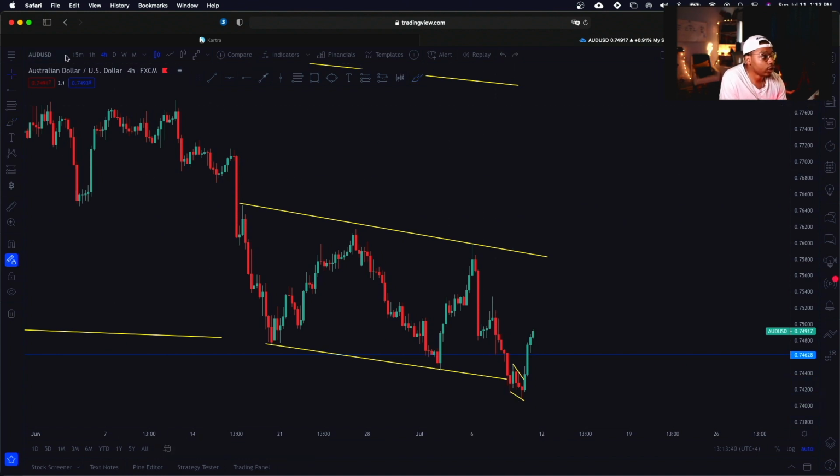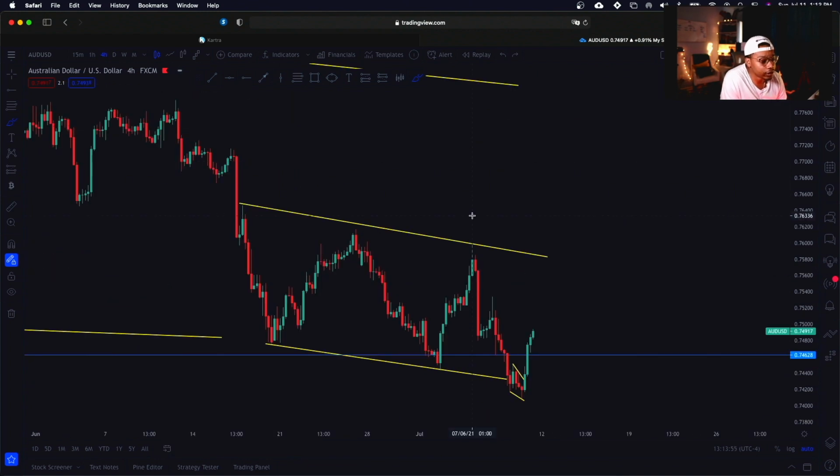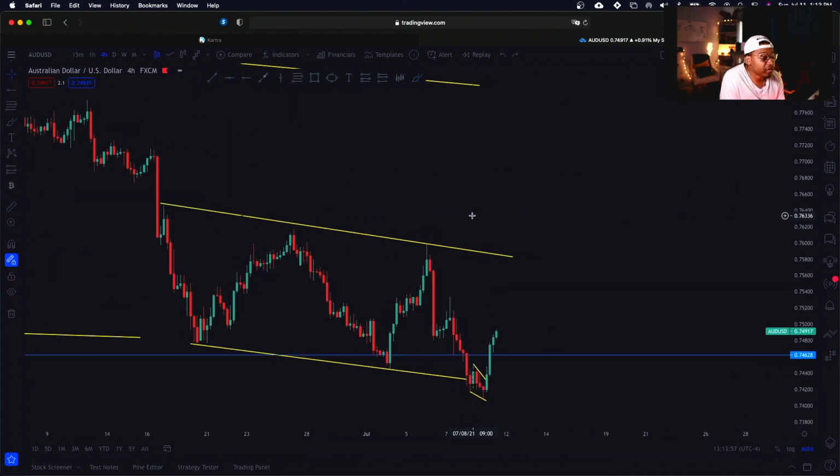Not only that, if we go down to the 1 hour, we have another multi-touch. You have this candle here, this wick here, and then this touch here. So we have a pattern within a pattern within a pattern. I don't even know how many confluences that is, okay? And then from there, we already have our fibs.